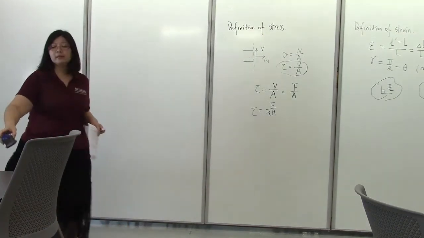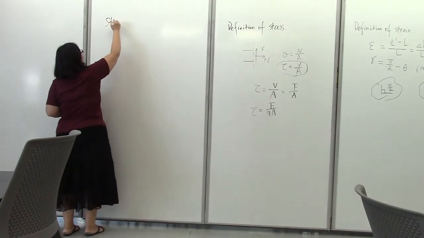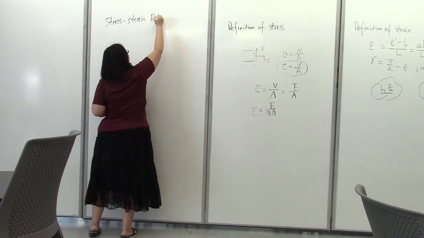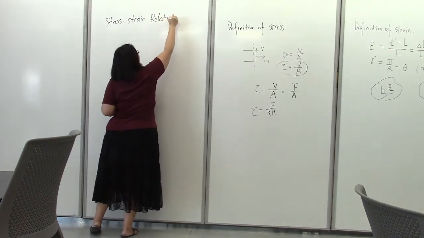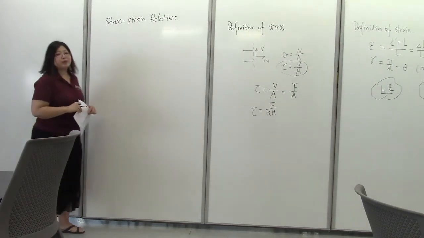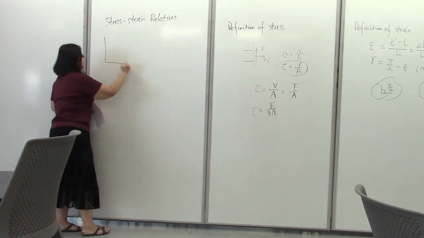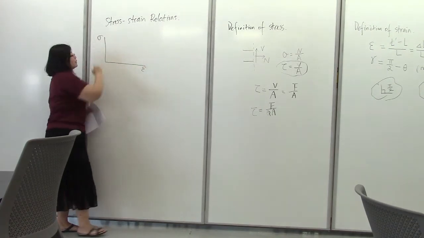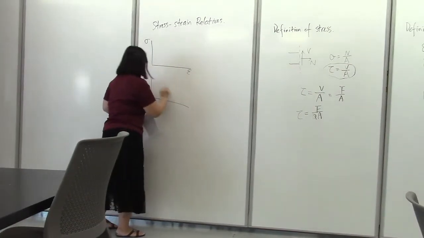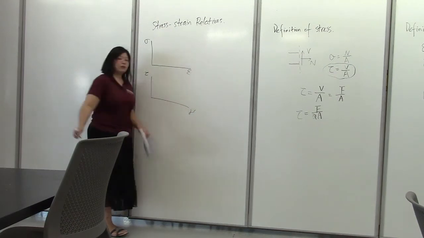So stress-strain relationships. We could sketch from experiments like the simple tension test or simple compression test the stress-strain diagram, and we have a version for the normal stress and normal strain. We also have a version for the shear stress and shear strain.